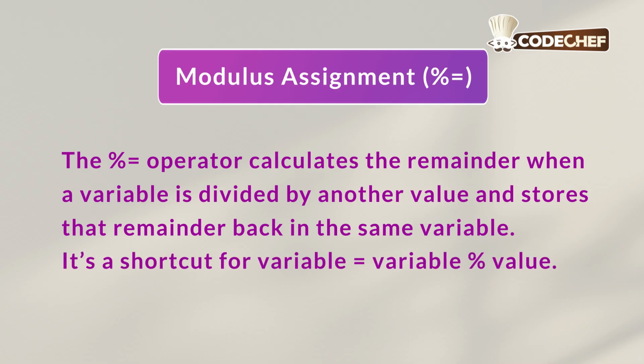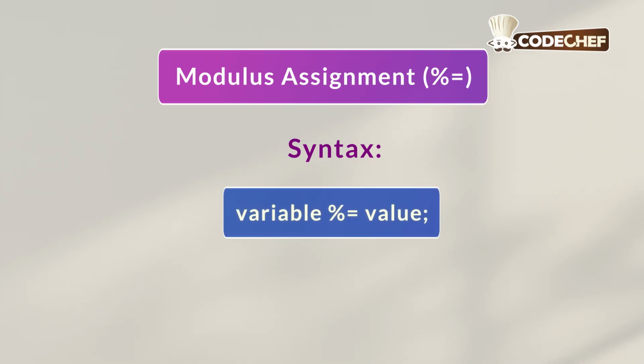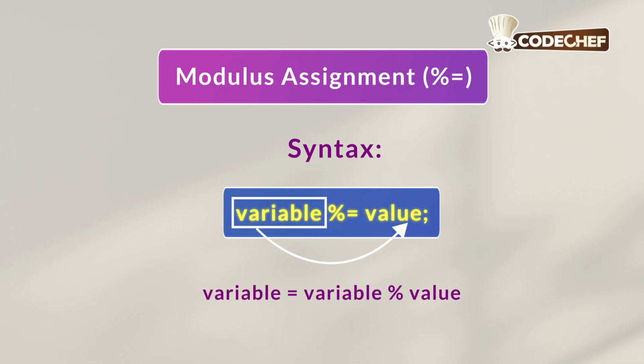So it's a shortcut for variable is equal to variable modulus value. As you can see, its syntax is variable modulus assignment value and semicolon. So here, whatever is the existing value of the variable given at the left hand side, it will be divided by the value which is given at the right hand side of the modulus operator, and then whatever will be the remainder of that division, it will be stored as the updated or latest value of the variable which is there at the left hand side of the syntax.